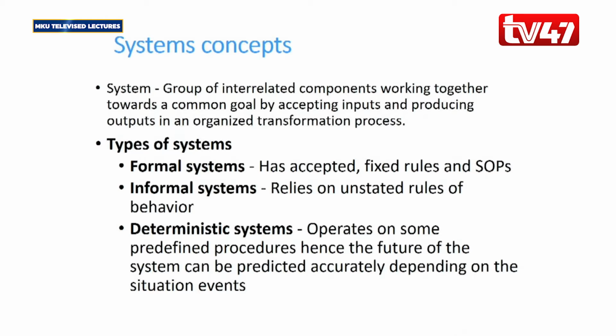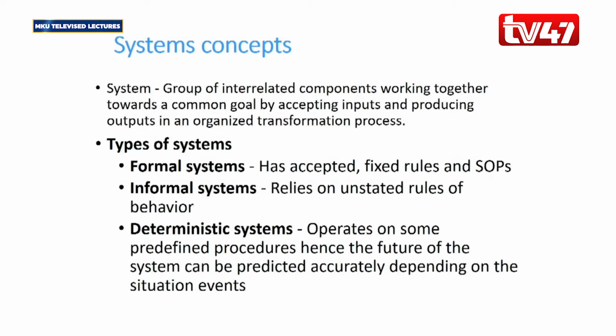In reality, we have several types of systems. We have formal systems, informal systems, deterministic systems. We have probabilistic systems. We have closed systems. We have open systems. All these can even work together, or you can find a particular system combining the characteristics of one of these particular types.